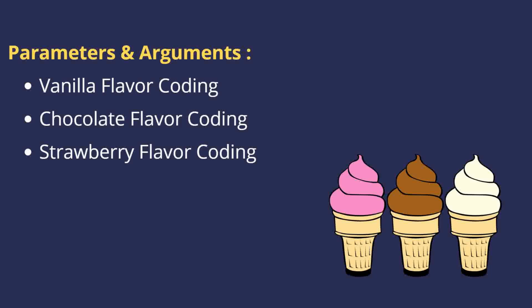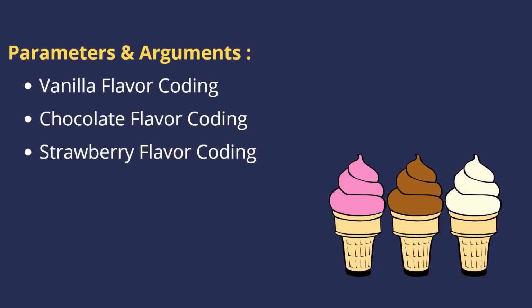Okay, so parameters and arguments. There are different functions, like there are different flavors of ice cream. What we did last time was vanilla flavor, the simplest functions. Now I will give you a new flavor of coding, which you may call chocolate flavor coding, in which we will put in an input and the function will be carried out according to it.